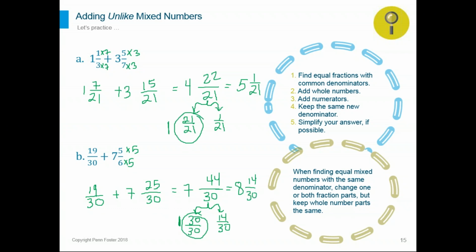I'm not done yet. 14 over 30. These two numbers are even numbers. There is a common factor to eliminate. Divide over 2 and divide over 2. We're not going to divide the 8 over 2. We're only simplifying the fractions. So it equals 8 and 7 over 15. And this is your simplest form of the answer.